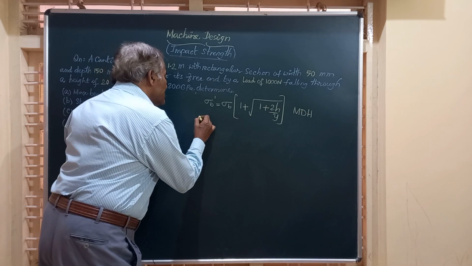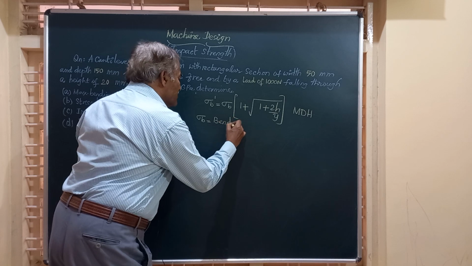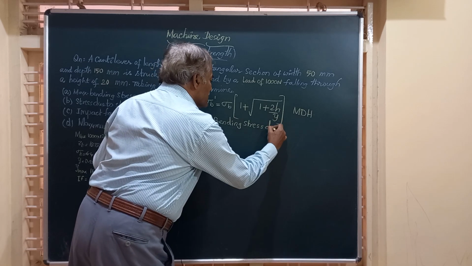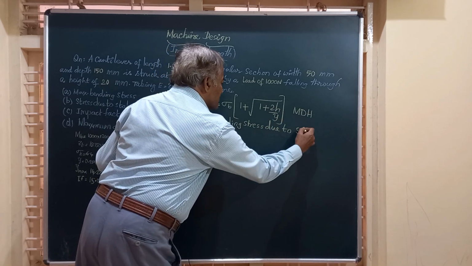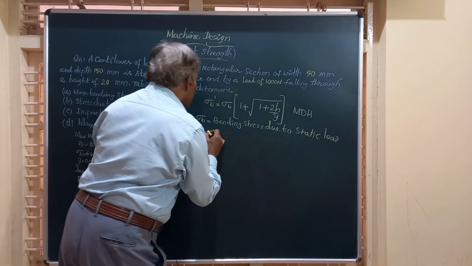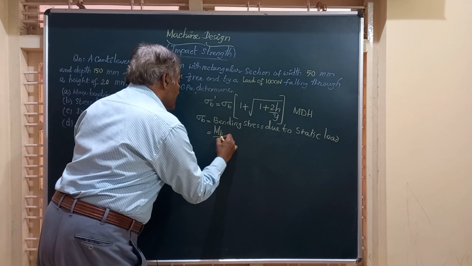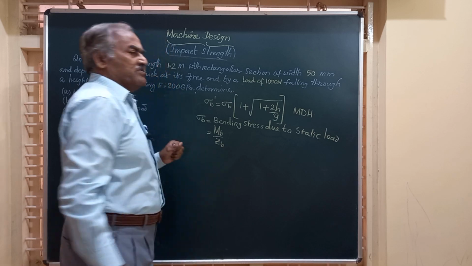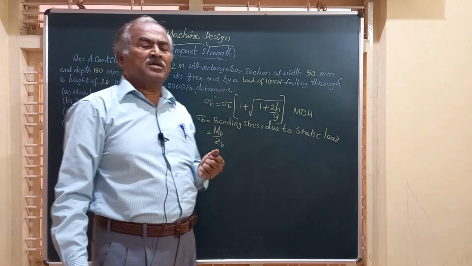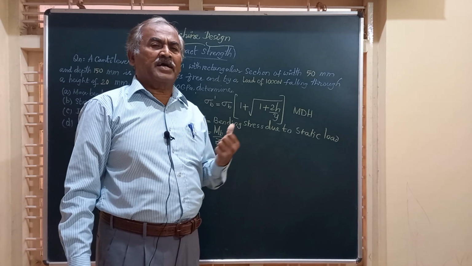So here friends, sigma B is the bending stress due to static load. So this bending stress is given by MB by ZB. The regular formula, the fundamental formula is MB by ZB. What is MB? MB is the bending moment on the member, that is the cantilever.